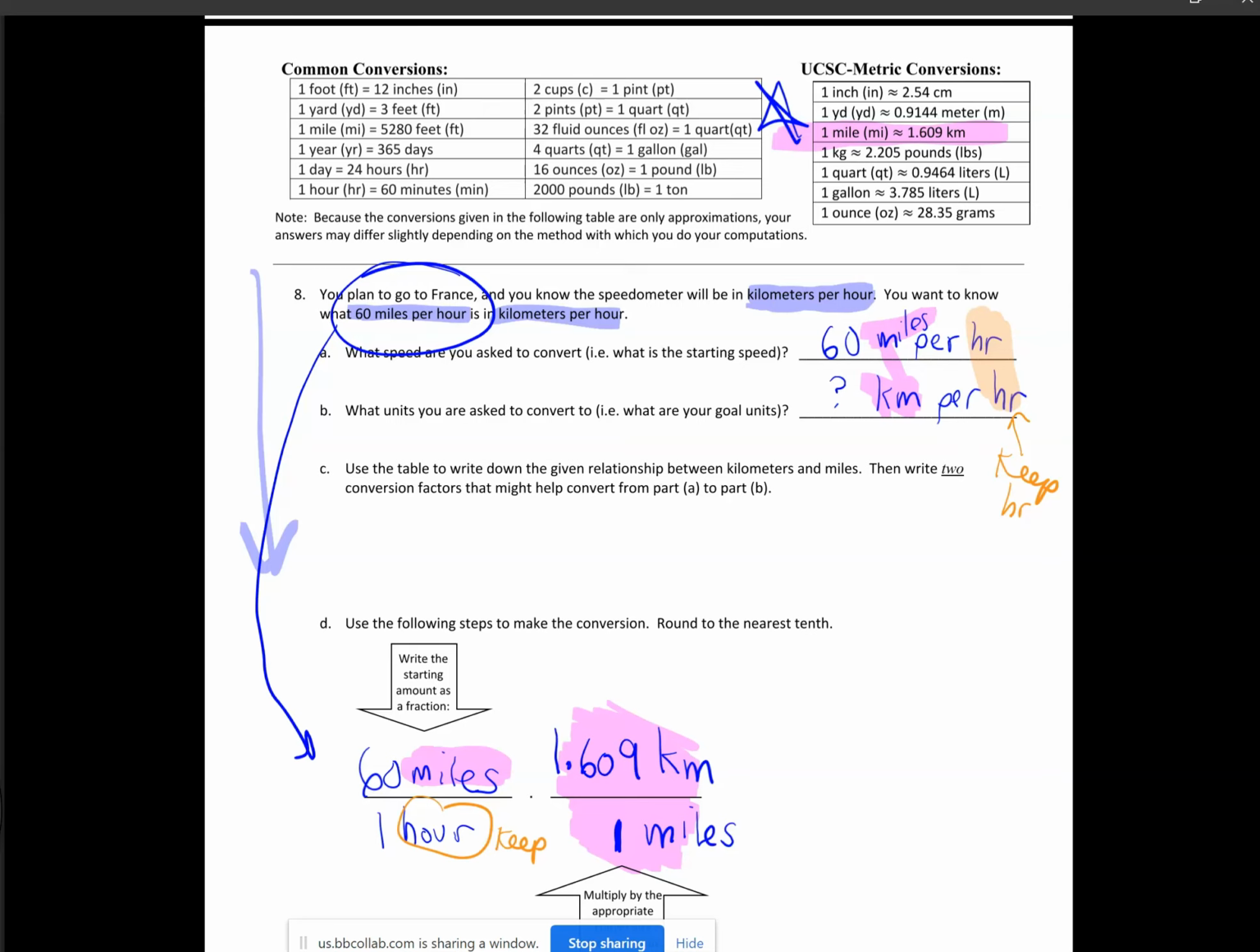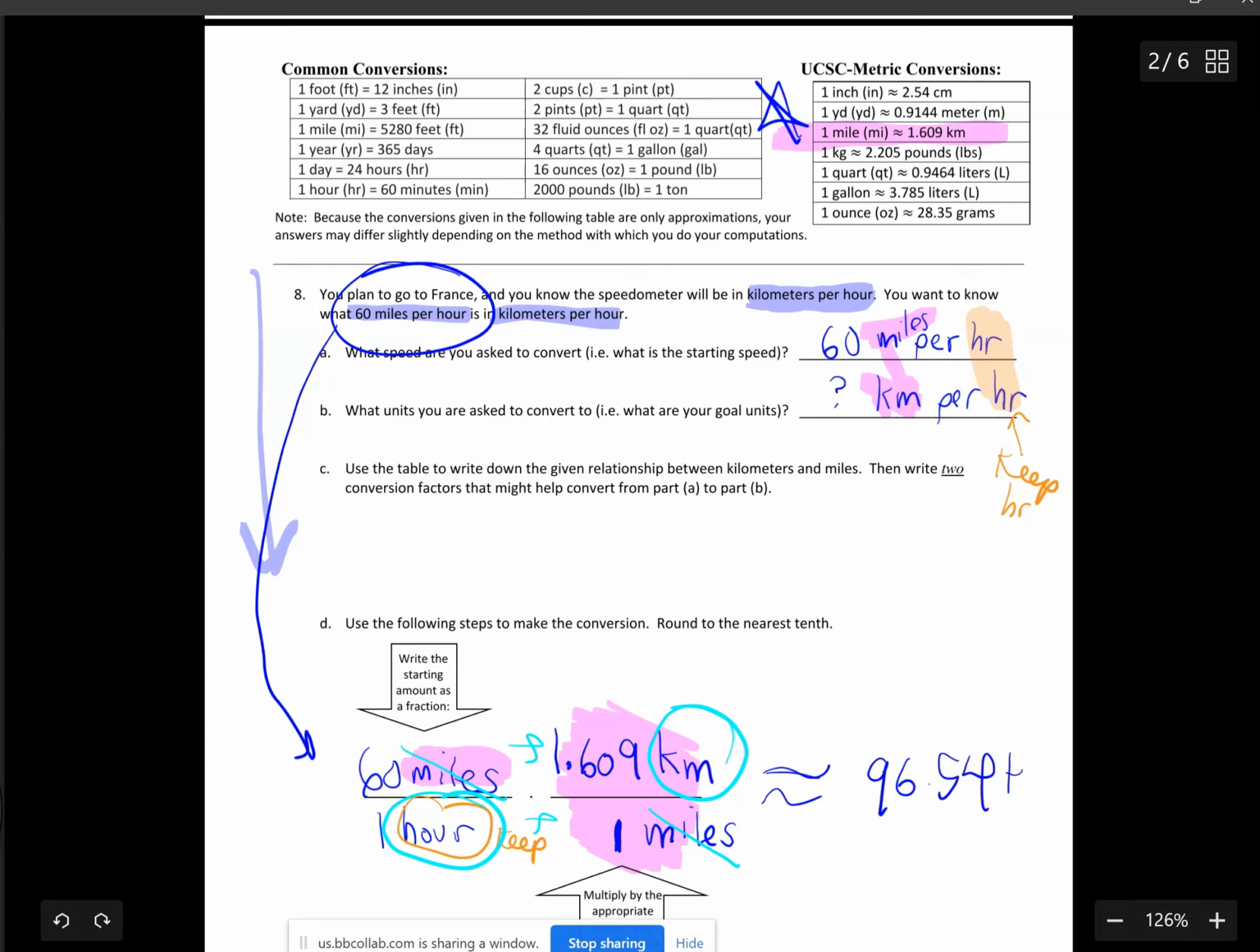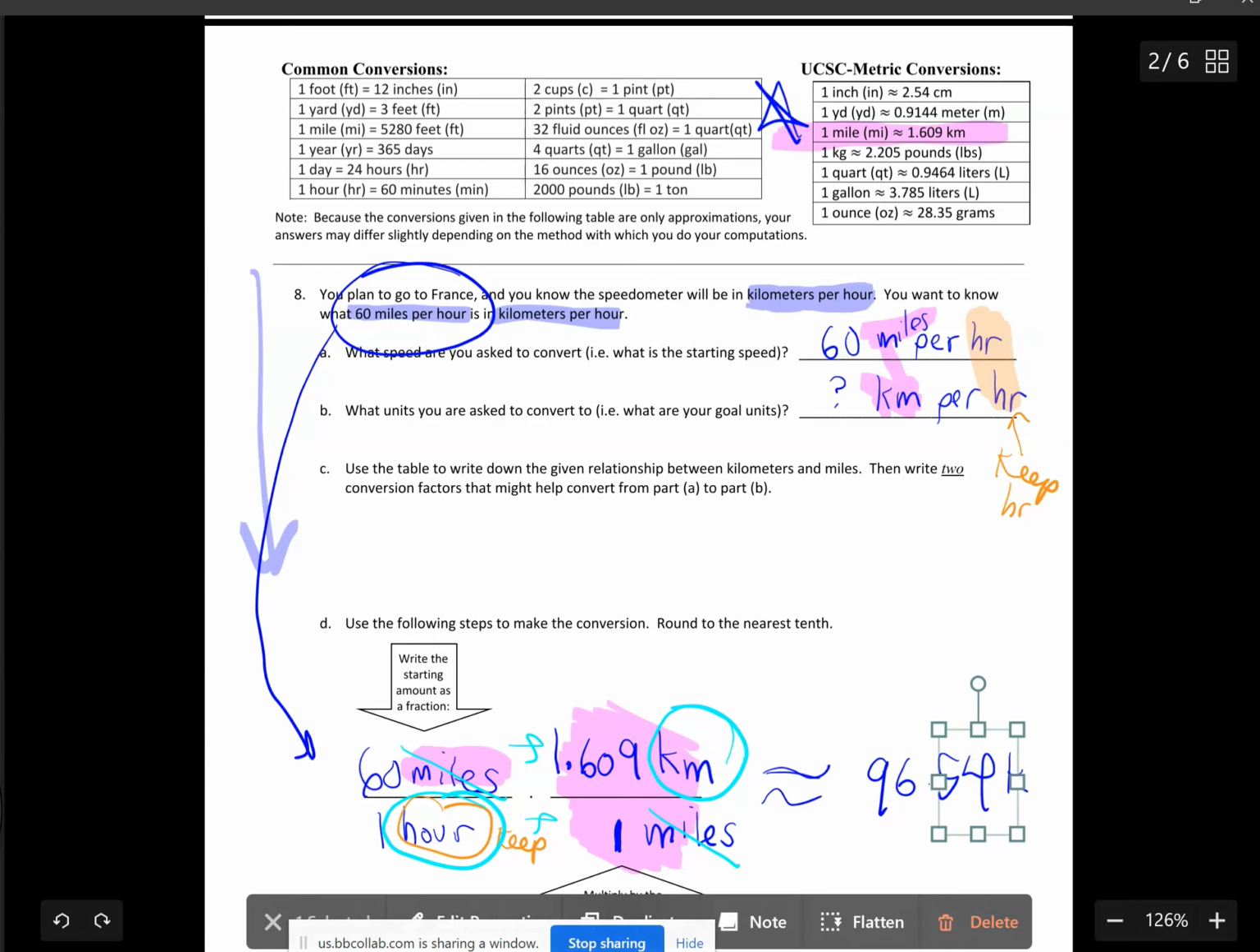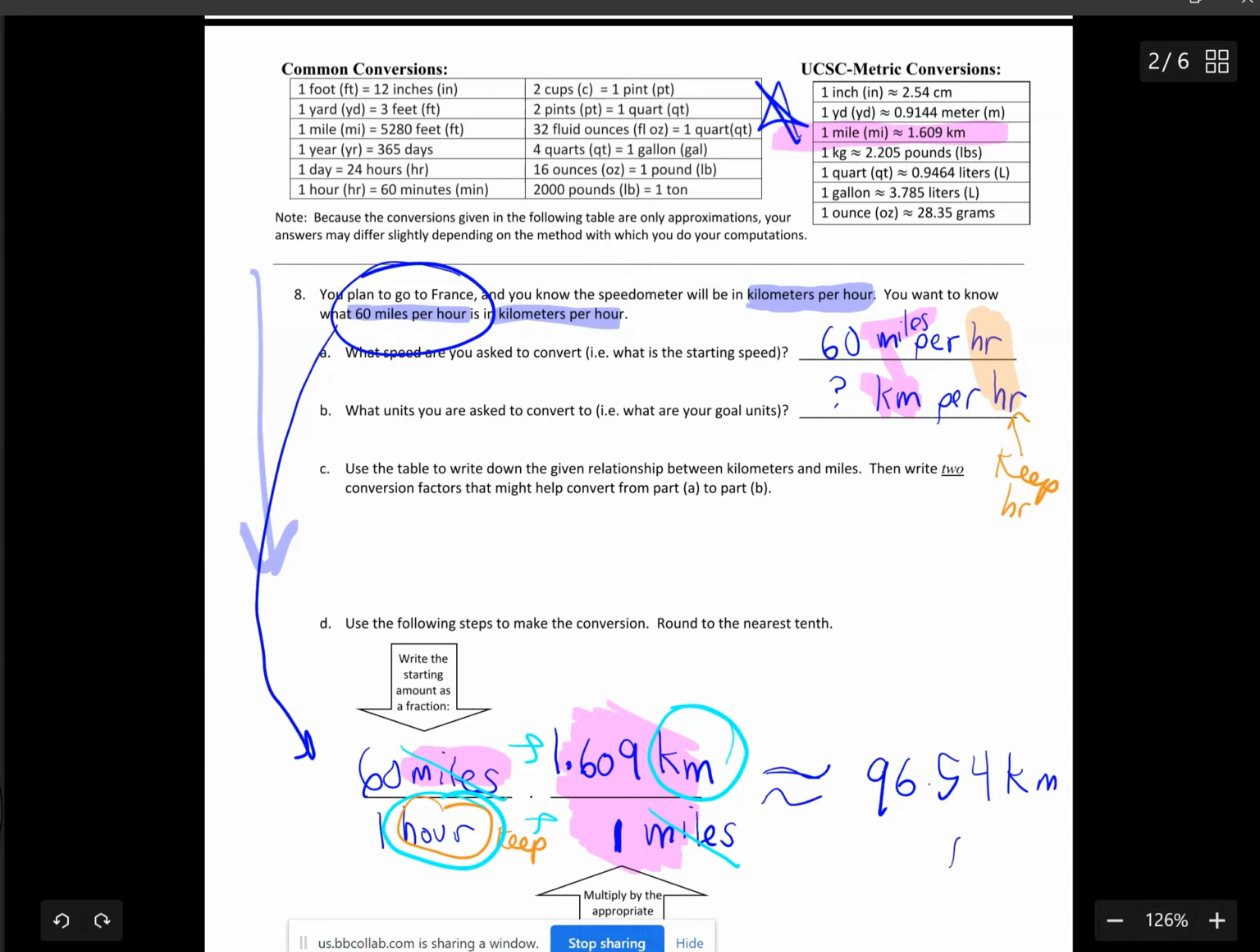This is the same problem we did at the beginning of class. Our miles are going to cancel out, and we're going to be left with kilometers per hour, which is what we wanted. Remember, we went straight across, and that's when I made that little typo with the decimal. It was 96.54 kilometers per hour.